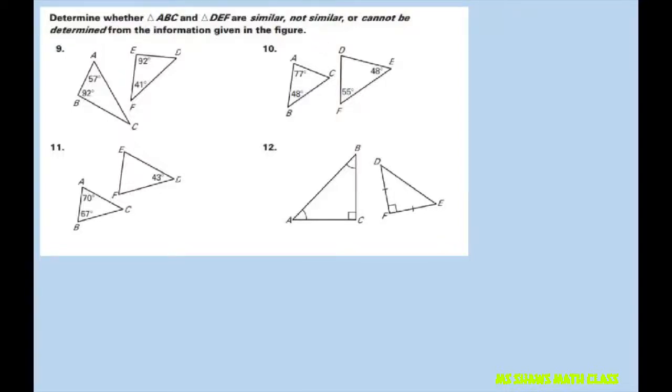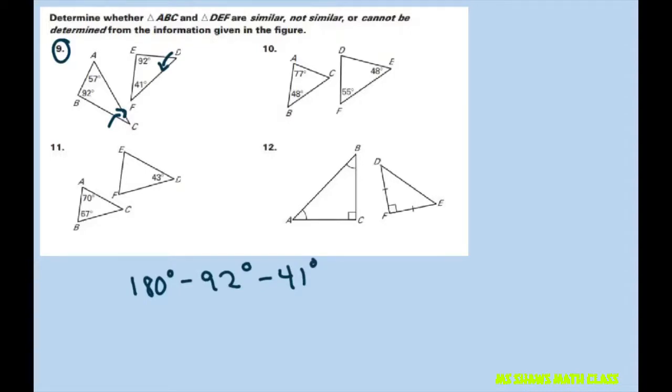Hi everyone, we're going to determine whether two triangles are similar, not similar, or cannot be determined from the information given. So for number 9, for these two to be similar, we have to have two angles that are congruent. So I'm going to figure out what this angle is here, or you could figure out what this one is. So I'm going to take 180 minus 92 minus 41 and see what we get.